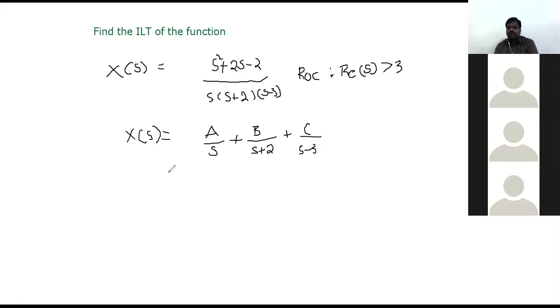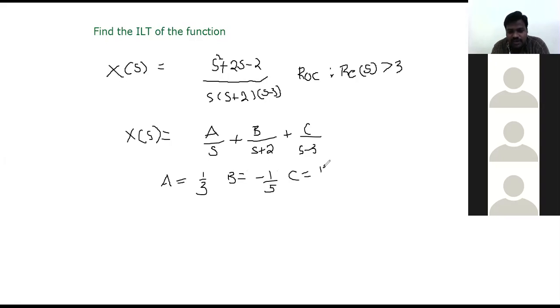According to the partial fractions, I have resolved the total fraction into three parts: a by s plus b by s plus 2 plus c by s minus 3. Upon simplification, I am directly giving you the values obtained after the simplification. You will get a is equal to 1 by 3, b is equal to minus 1 by 5, c is equal to 13 by 15.